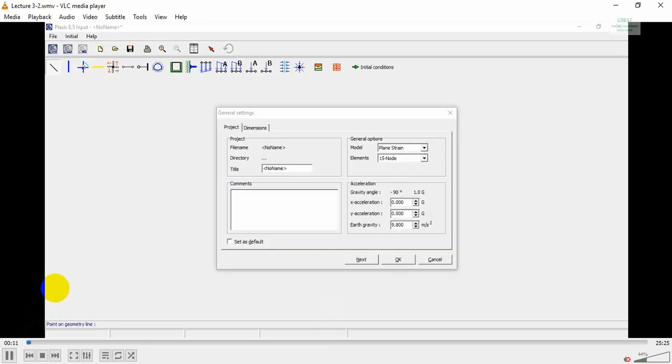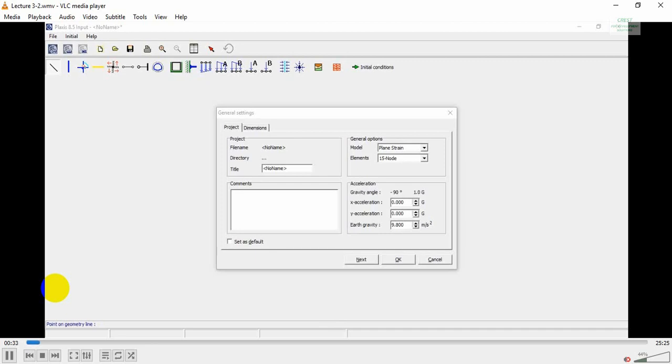Plaxis is a very powerful tool to solve complicated geotechnical problems. It is available in two versions, 2D and 3D. Plaxis can be used for both design and research purposes. Before going further, we first need to know what Plaxis is.